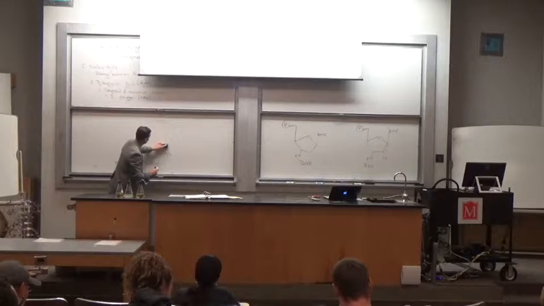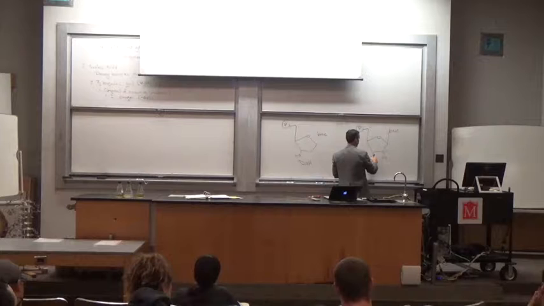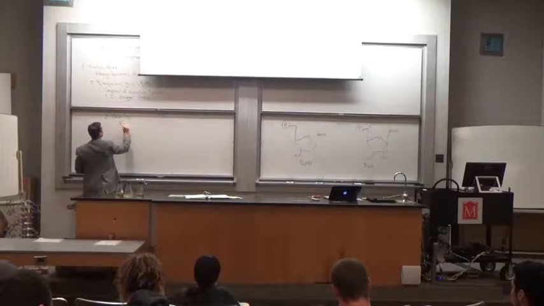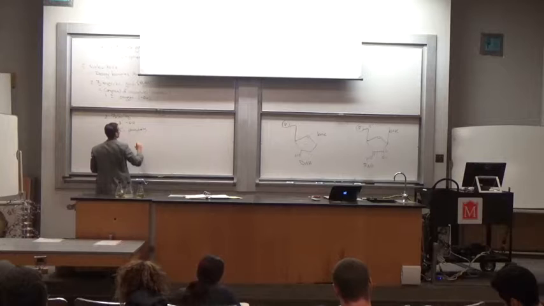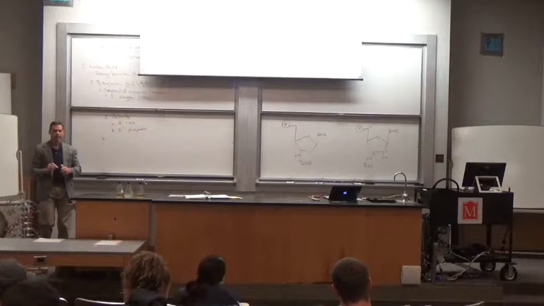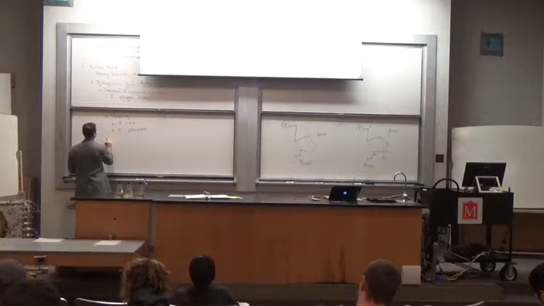So just like DNA, there's a polarity to RNA nucleotides, right? We still have a 5' end and a 3' end. And just like DNA, you can string them together to make a polynucleotide. Actually, before we do that, let's do the bases.